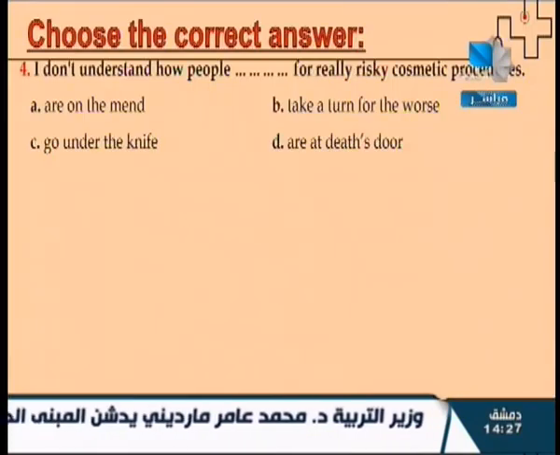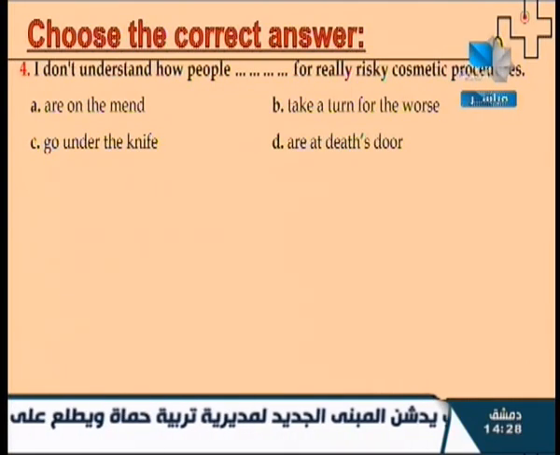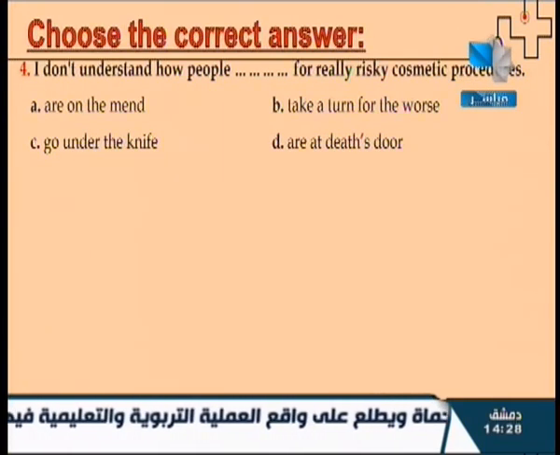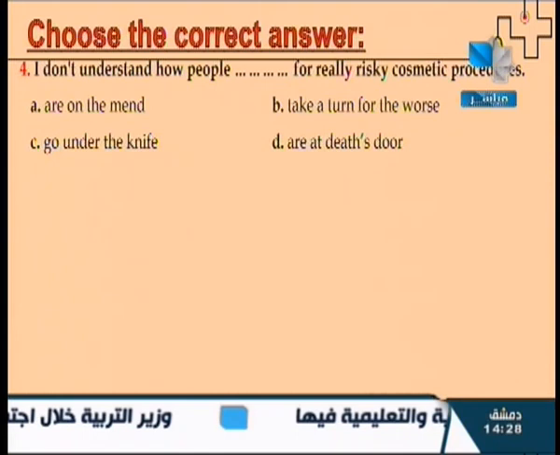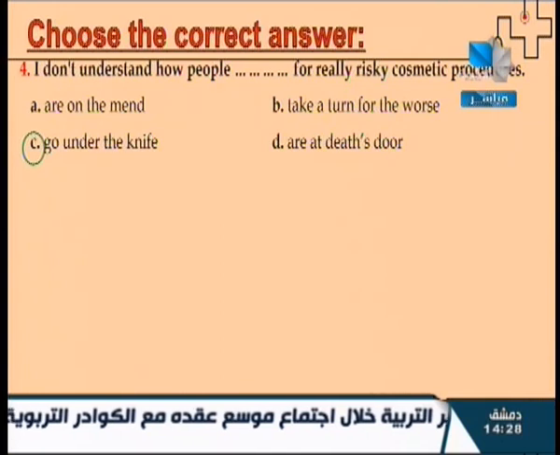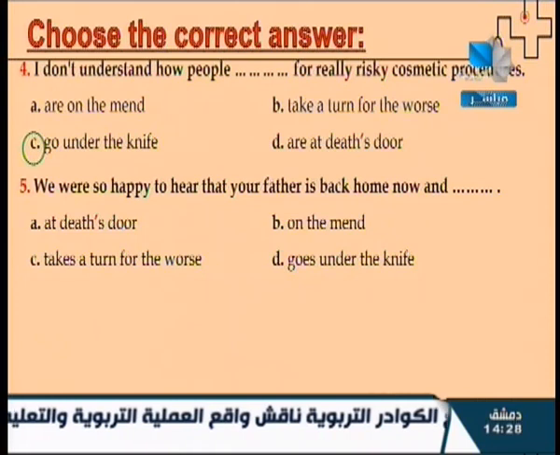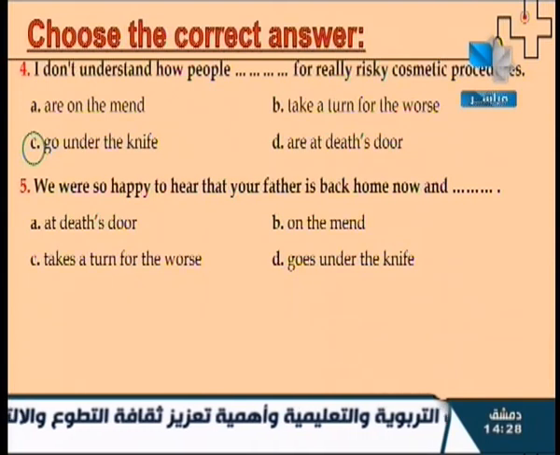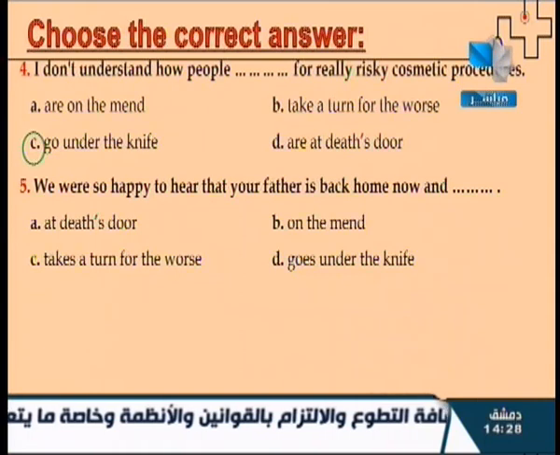Number 4. I don't understand how people go for really risky cosmetic procedures. We have are on the mend, take a turn for the worse, go under the knife, at death's door. The correct answer is C, go under the knife, because we are talking about procedures or operations here. Number 5, we were so happy to hear that your father is back home now and... at death's door, on the mend, takes a turn for the worse, goes under the knife. The correct answer is B, because it indicates that the speaker's father recovered again.